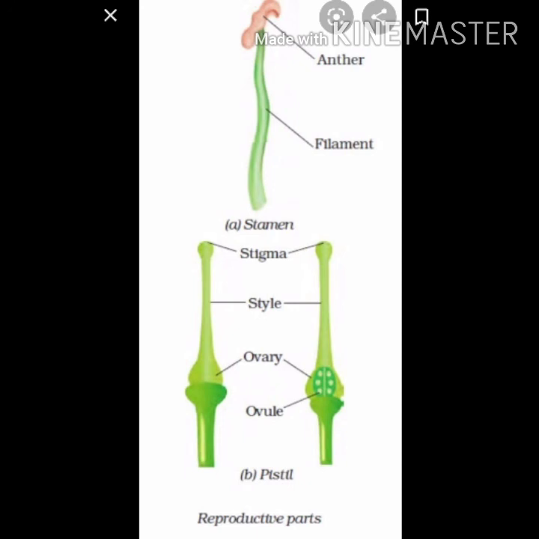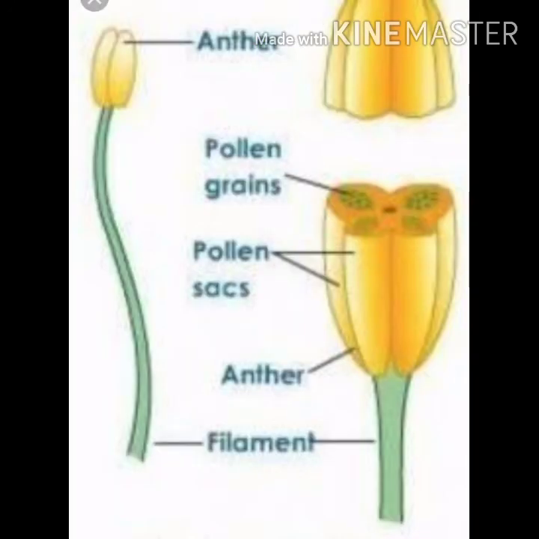Inside the anther, a number of small powder-like structures are there. These are called pollen grains. So these pollen grains are the male gametes. Okay, what is the male gamete? Pollen grains are the male gametes.